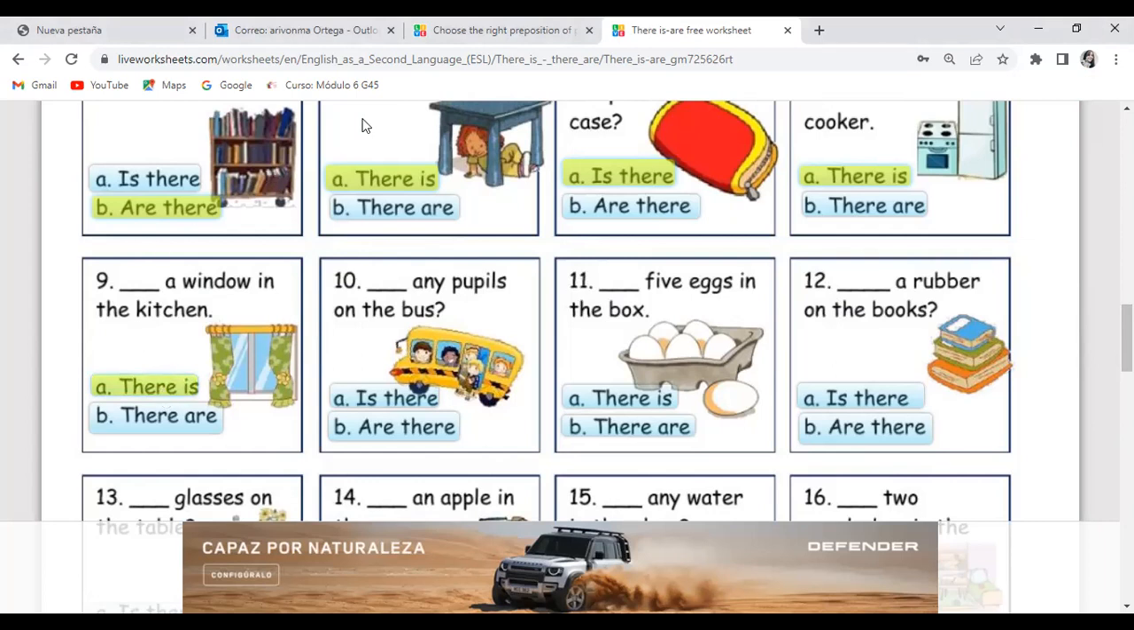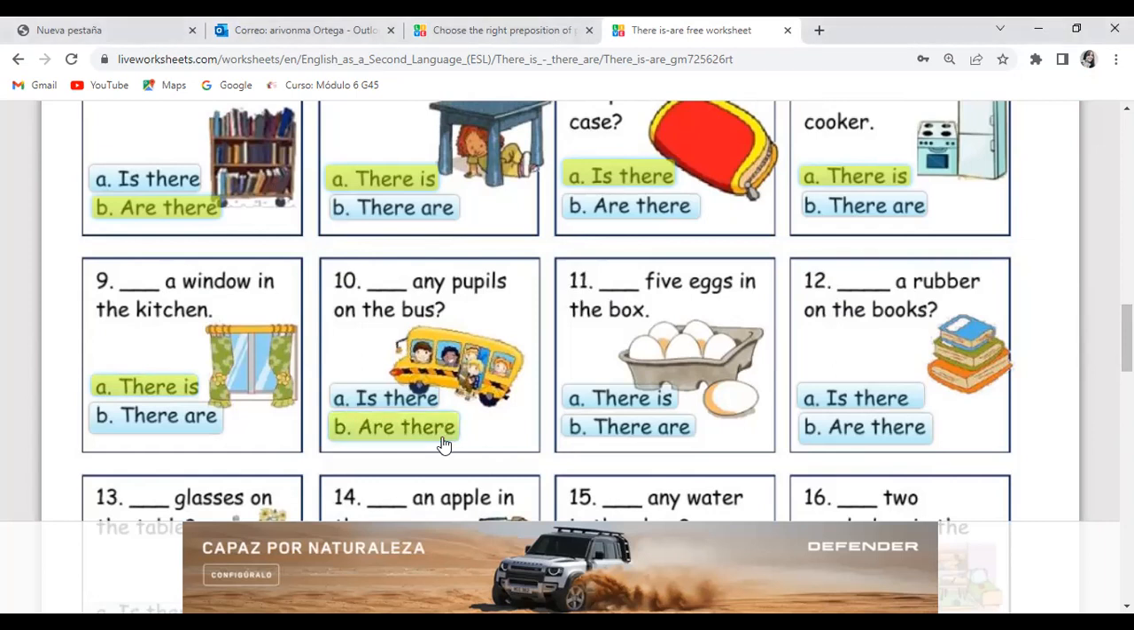Any pupils? Pupils es lo mismo que alumnos, chicos, students. Estoy hablando de alumnos en plural. Entonces digo, are there any pupils or is there any pupils on the bus? What do you say, guys? Are there? Yes. Are there any pupils on the bus?